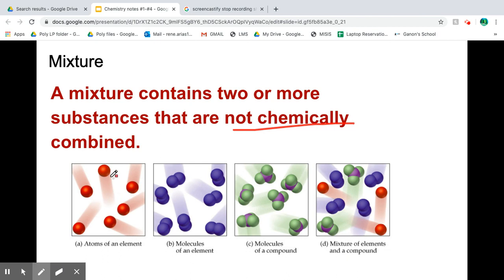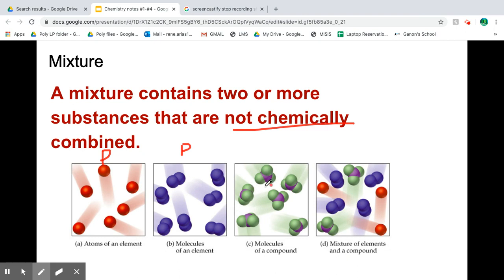Okay. So for example, this is one type of element. So what would this be? Well, that would be a pure substance. It's only one type of element. Here we have multiple elements, but it's still the same, right? So even though they're molecules, it's still the same type of molecule. So that's still a pure substance.